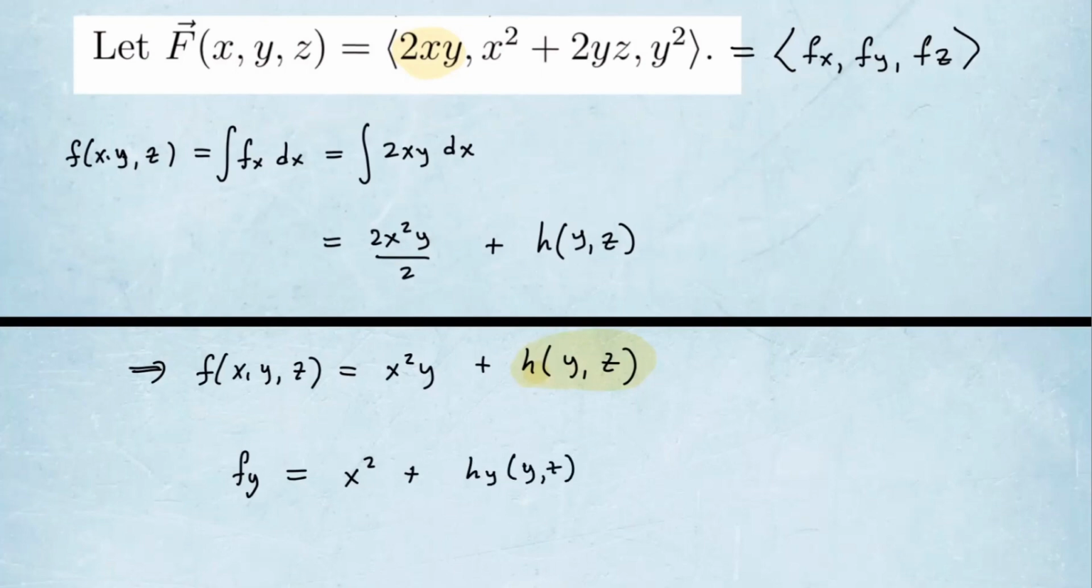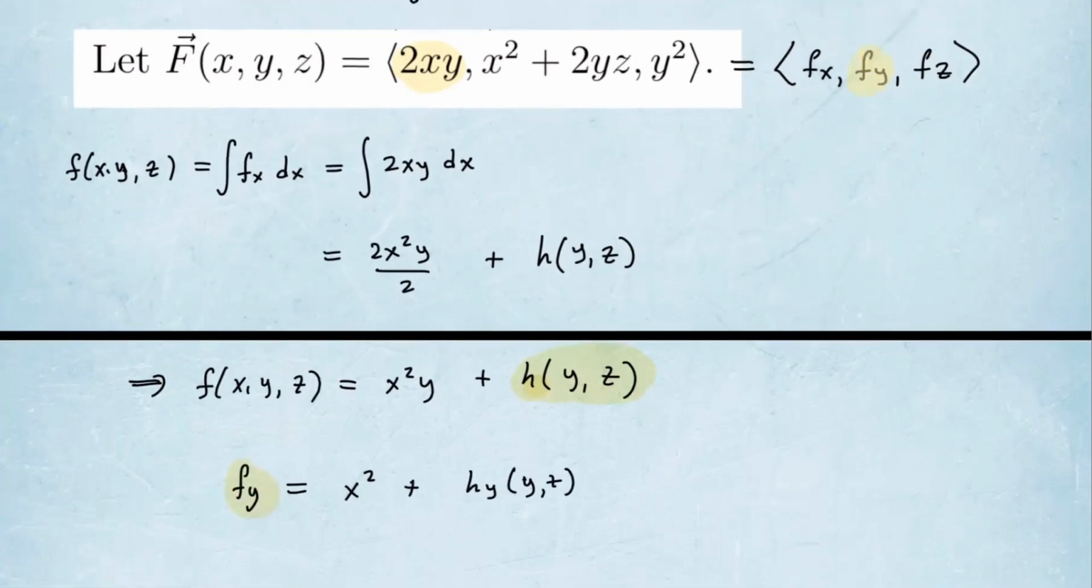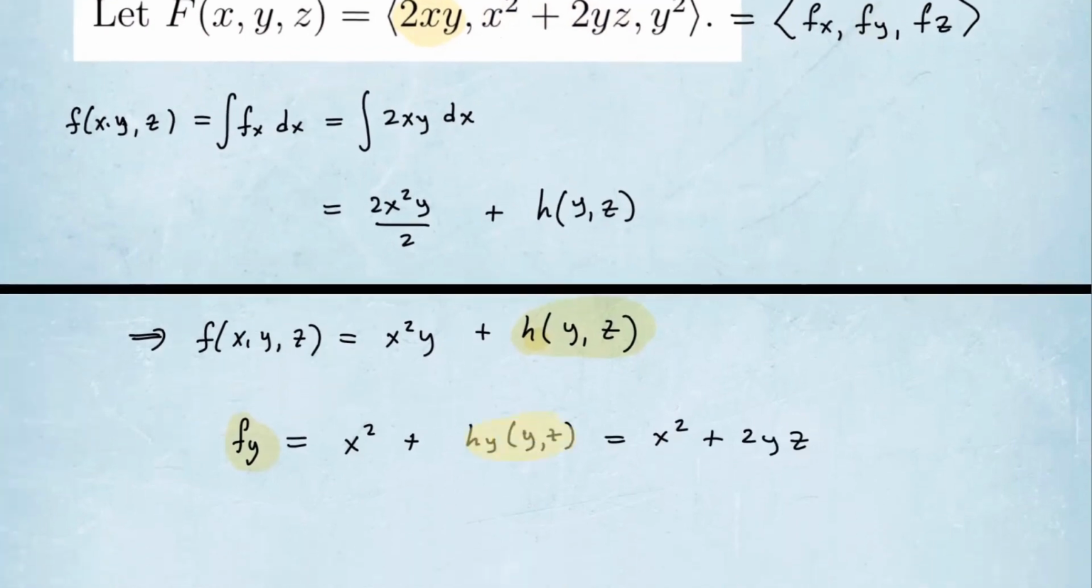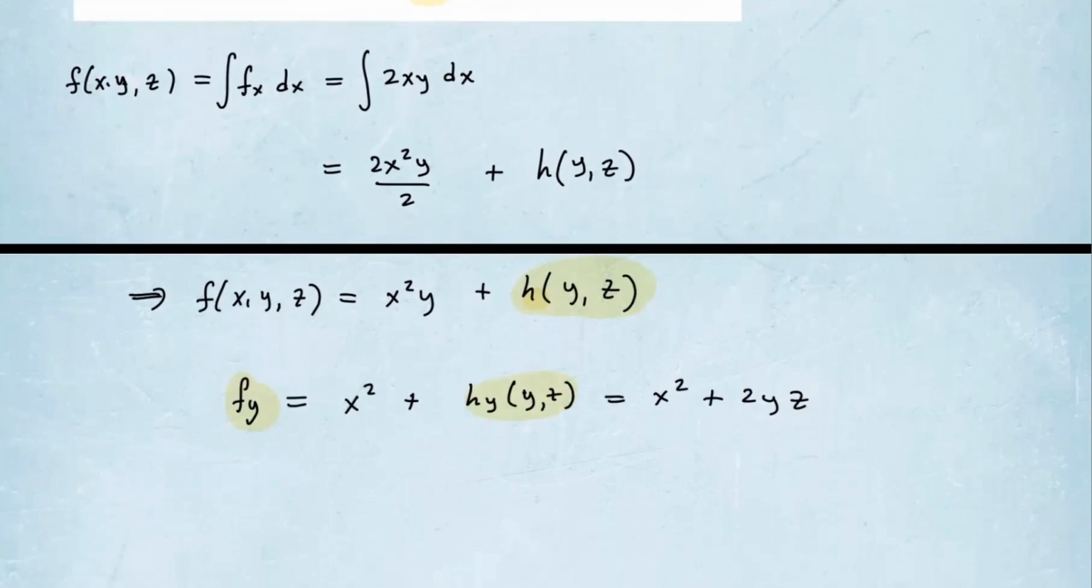Now I know the partial of f with respect to y is equal to this component, so I'm going to set it equal to that. So I can solve for h sub y. This is equal to x squared plus 2yz, because that is my partial of f with respect to y. Once I have done that, I can go ahead and solve for this function. So we're going to simplify, and you'll see that x squared will cancel out.